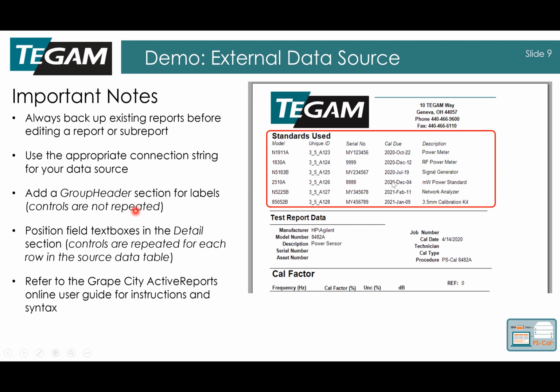All of those are in the group header, therefore they don't repeat. And then text boxes are used in the detail section of the report. Those are the ones that repeat. So that's all of these guys here. All of those will repeat based on however many records you have in your data source.